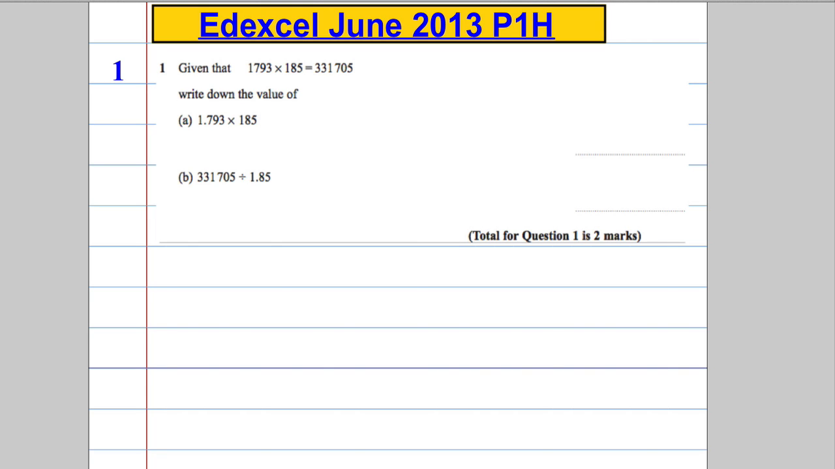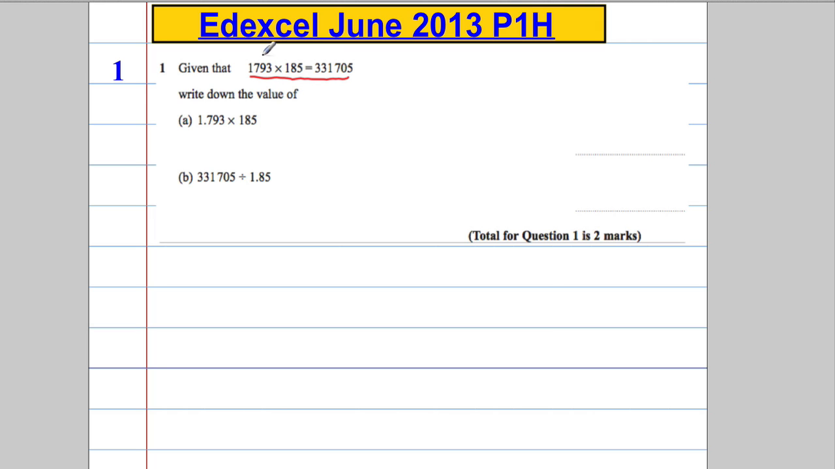Okay, so question one is a related calculations question. It has started to appear more in GCSEs, and it does tend to cause a few little problems, so do be careful if it comes up. Right, so we're given this calculation up here, and we're going to have to use this calculation to help us work out the value of 1.793 times 185.